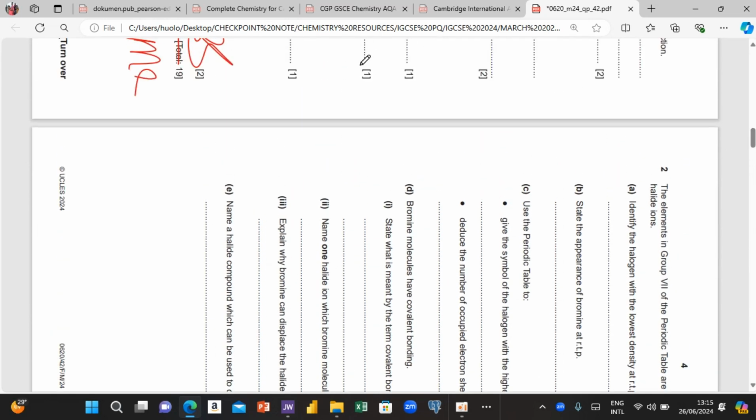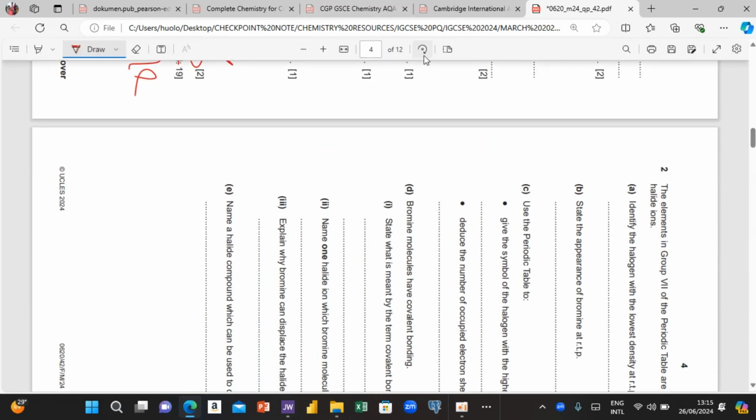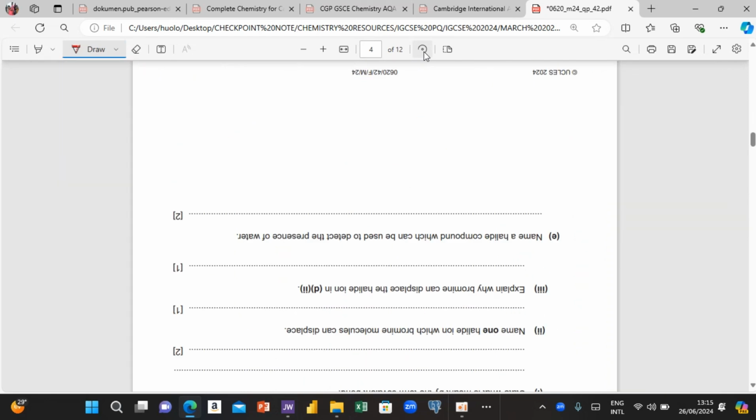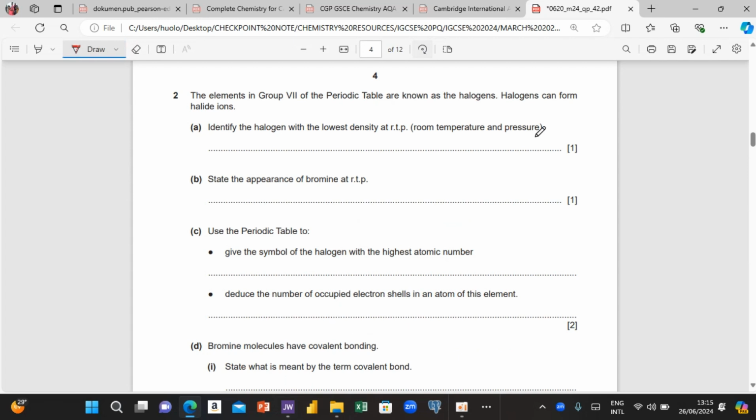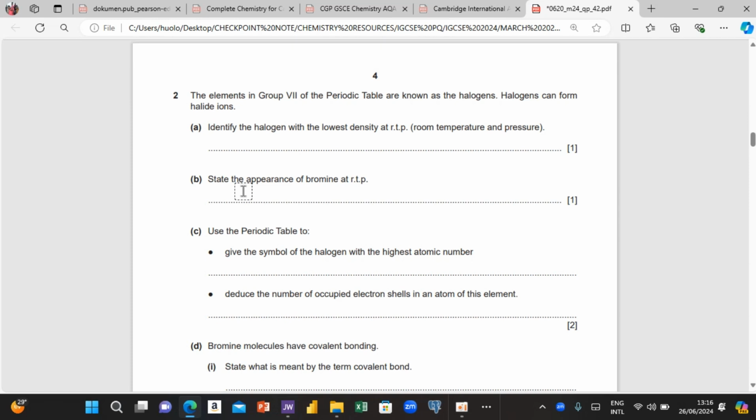So question 2, here we are. Identify the halogen with the lowest density. You could tell from what we just explained that it is none other than fluorine. Fluorine is the one with the lowest density. Okay, so we make progress.